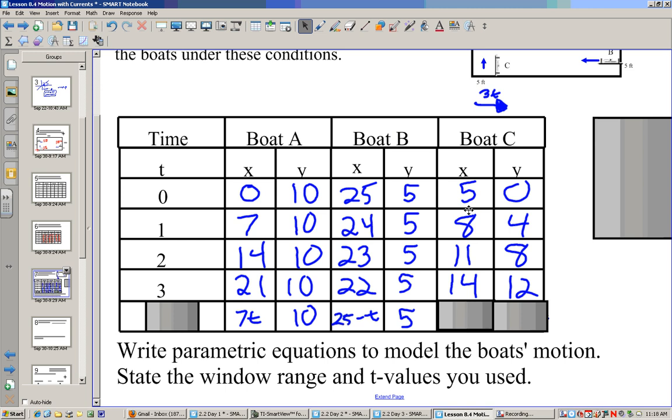Boat C is going to start at 5 and move up 3 each time, and y is going up 4 each time. 0 plus 4t, I could have just said 4t. So all this has changed. All that's changed is just the x equation has a 3t added to each of those values.